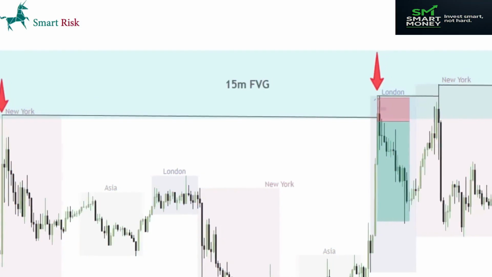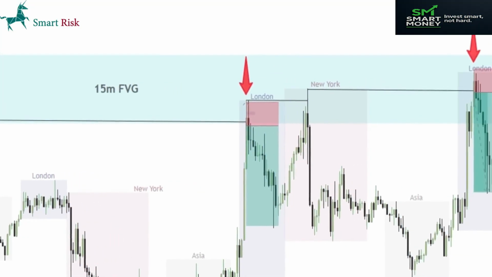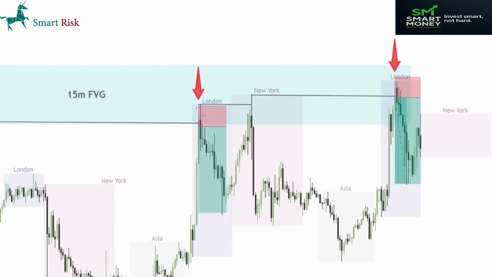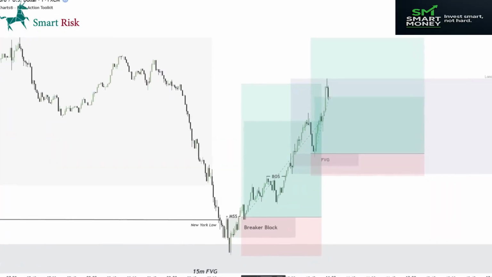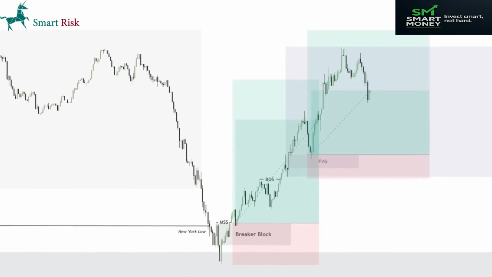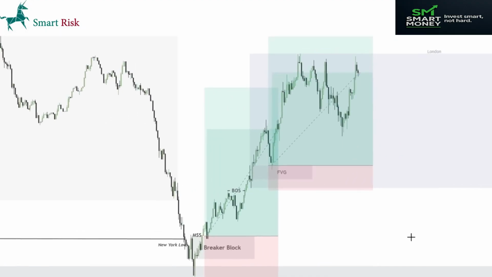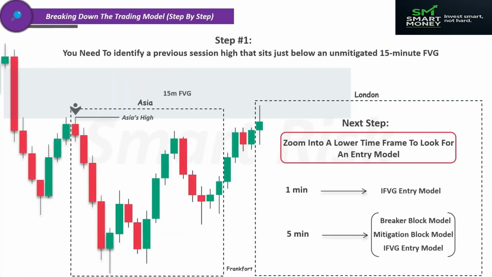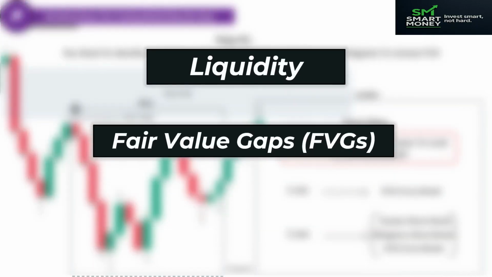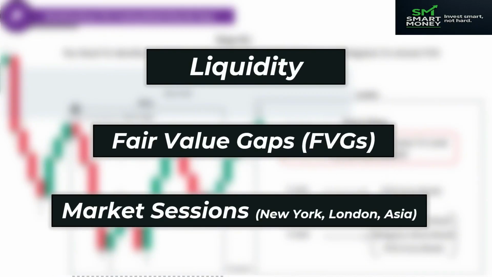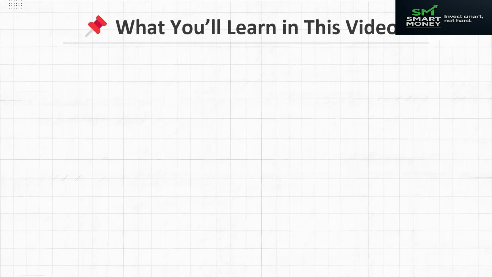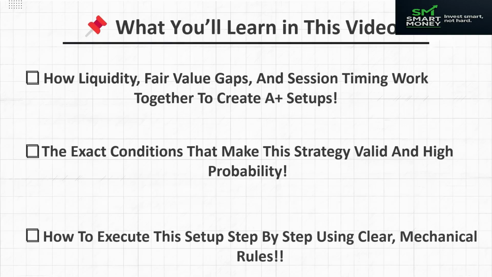Today's video, I'm going to break down one of the most powerful smart money concepts and ICT's trading strategy. A strategy that has the potential to skyrocket your win rate and help you consistently find A-plus setups. This is not just a random setup or some basic concept. It's an advanced trading model that combines liquidity, fair value gaps, and market session timing into one complete system. So make sure you watch until the end, because I'm going to walk you through it step by step and show you exactly how to apply it on your own charts.